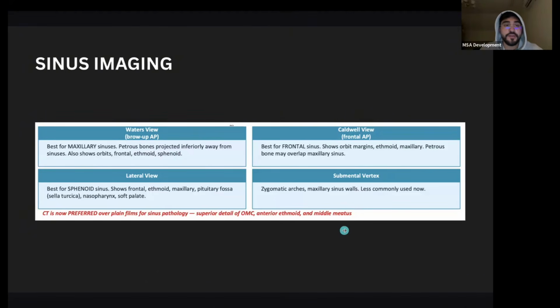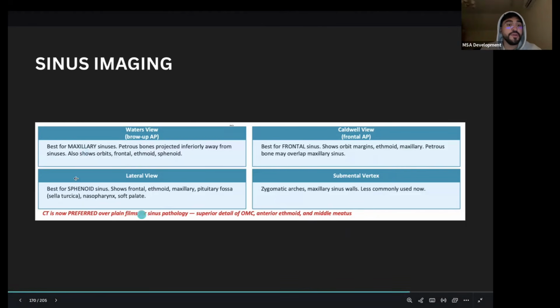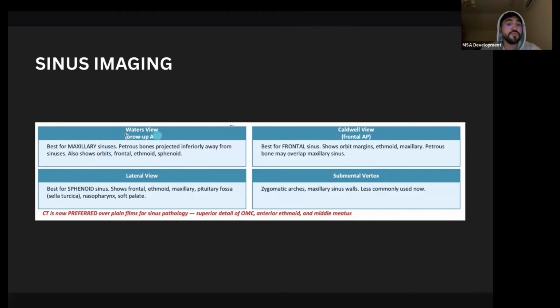Now, honestly, I've never seen these before in any OSPE questions, but it's also nice to know them. If you want to see the maxillary sinuses, the best thing is you do a water view. And if you want to see frontal sinuses, the best you do a Caldwell view, and sphenoid sinuses, lateral view, and to be able to see the zygomatic arches, maxillary sinus walls, you do a submental vertex. Honestly, I'm not bothered by these, and I don't think you should be either. However, these might pop up as an MCQ, but they're really low yield. I don't think they're going to be asked. I just put it here for the sake of completion.